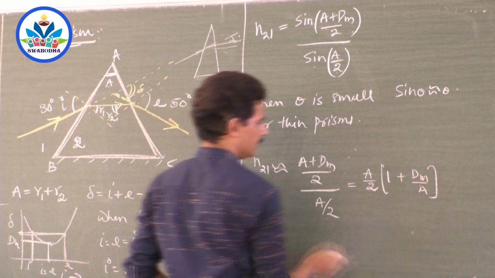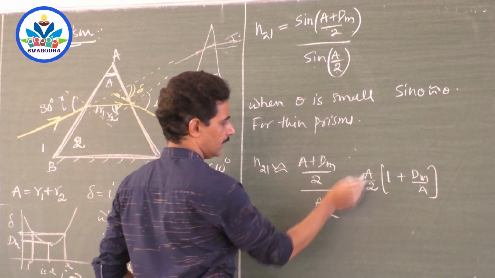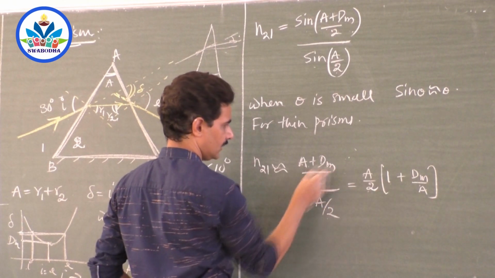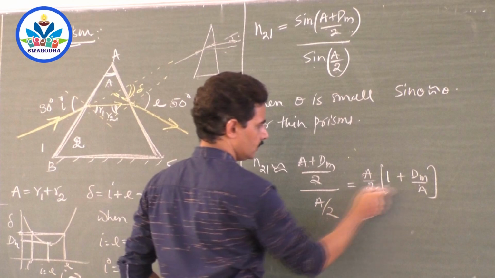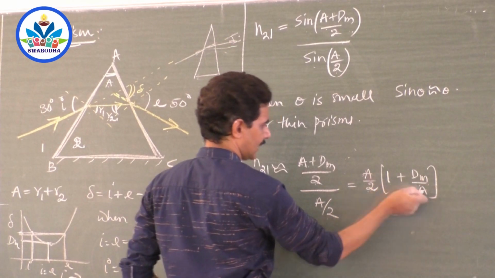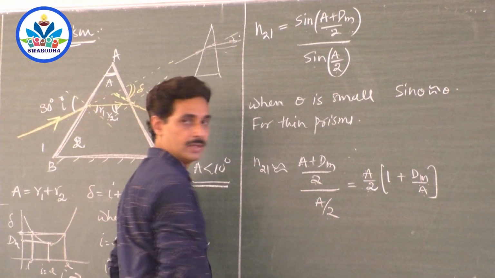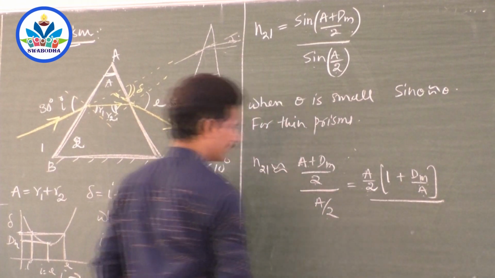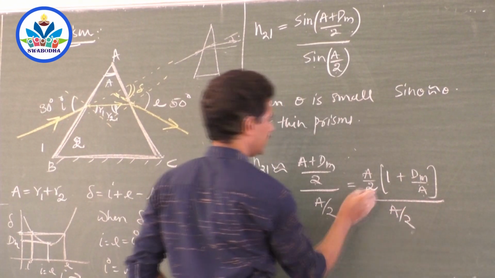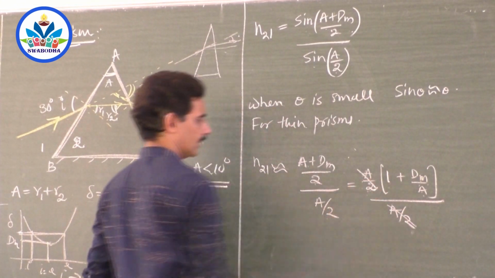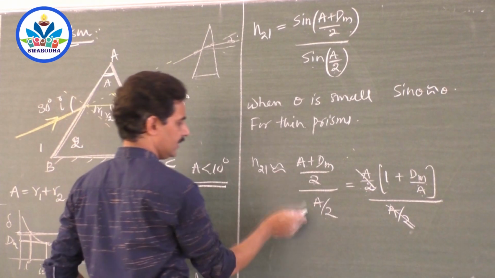Am I right? You bring this inside, will you get the numerator? A by 2 into 1, A by 2. Next one is dm by 2: A by 2 into dm by A. Yes, A gets cancelled. dm by 2 will remain, divided by A by 2. Why did you take A by 2 outside? Because I want to cancel it with this one. And there is a sin here, there is a sin here.